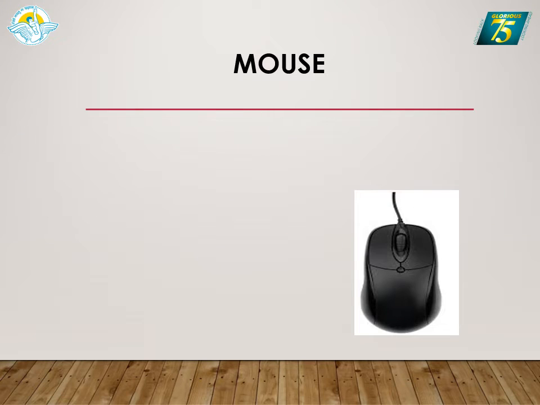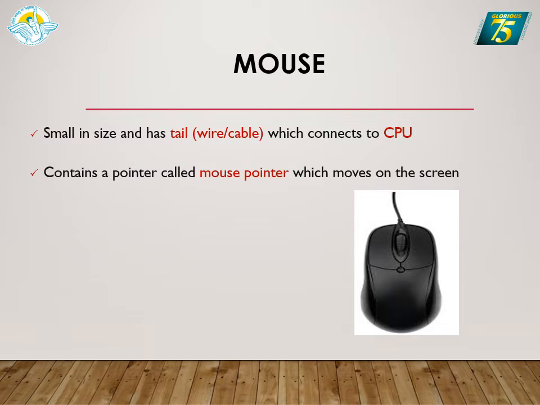The next part of the computer that we have is the mouse. Now it is small in size, has a tail which is nothing but a wire or a cable which is connected to the CPU. Now how do we identify that we are connected to a mouse? If we look at a computer screen, we can see a pointer which is called a mouse pointer. It has two or more buttons as you can see in the picture, and it is an input device. That means when we click with the help of a mouse, the instructions go inside the computer. That's why it is an input device.